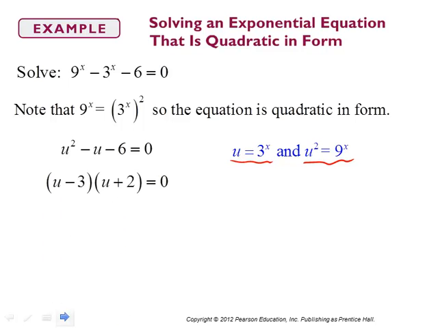Now, that being a quadratic equation, at this point in the game, we know how to solve it. We could factor that left-hand side as u minus 3 times u plus 2 equals 0. And by the zero factor property, that means that either u is equal to 3 or u is equal to negative 2.